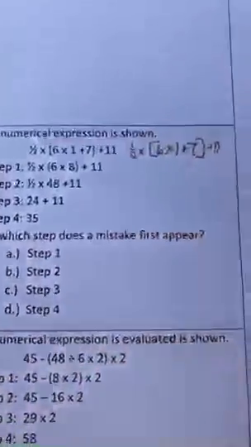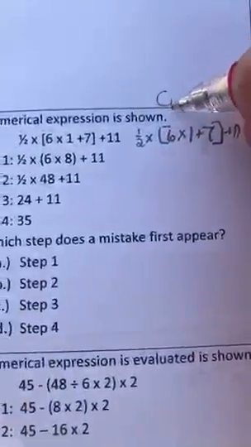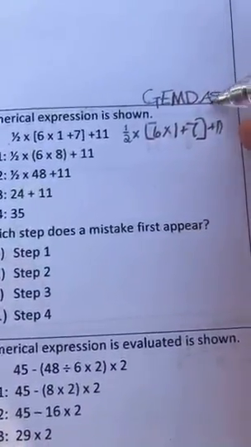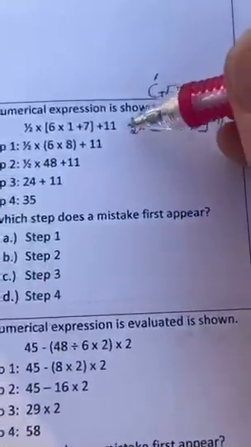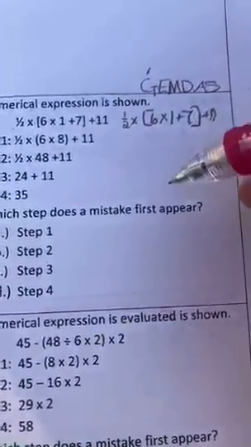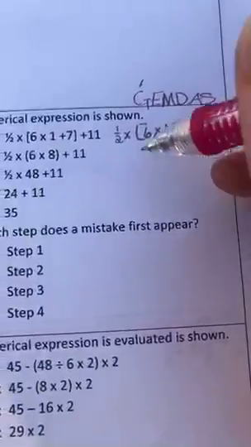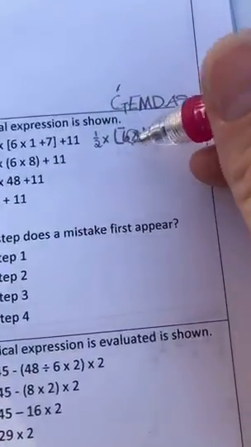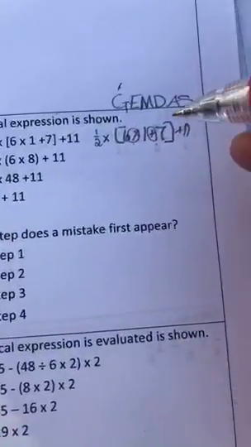So order of operations, GEMDAS, and I'm going to write that just so I can kind of check off as I'm going. Order of operations, GEMDAS, tells me I'm going to do groupings first. So I need to look and see, do I have groupings? And in this case, I do have groupings, but within those groupings, I actually have two operations. I have multiplication and addition.